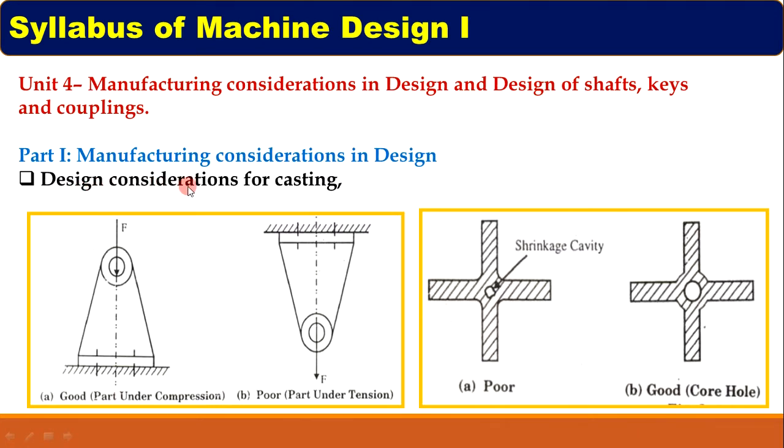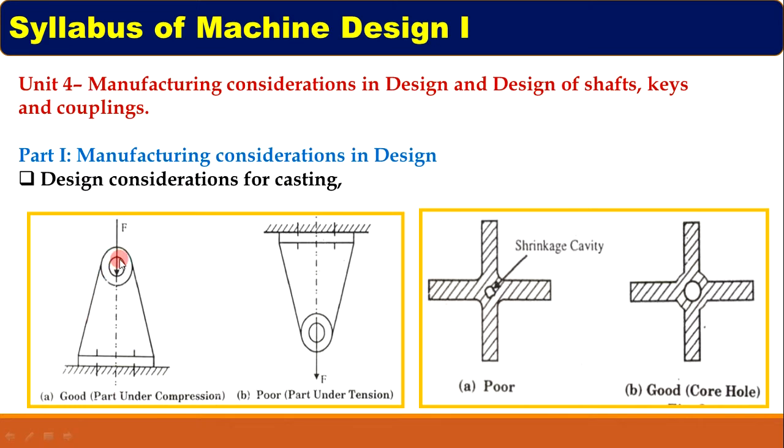So design considerations for casting. Now here we have to consider some factors while manufacturing the cast component with respect to design aspects. For example, if you consider a component produced by casting process. Now we know that the components produced by casting process, when they are subjected to load, a particular type of load they can carry properly, and if they are loaded in certain ways, they fail. So which are the loading conditions suitable for casting process, that we have to study.